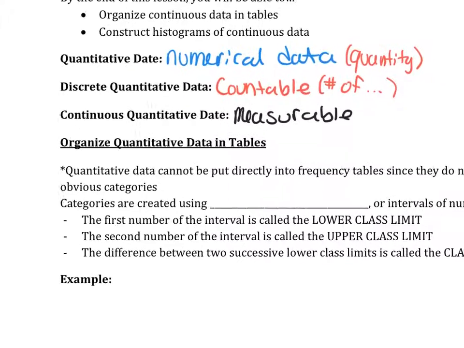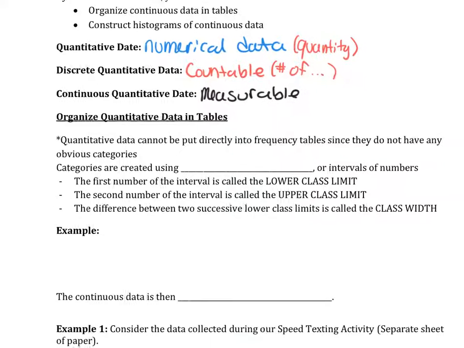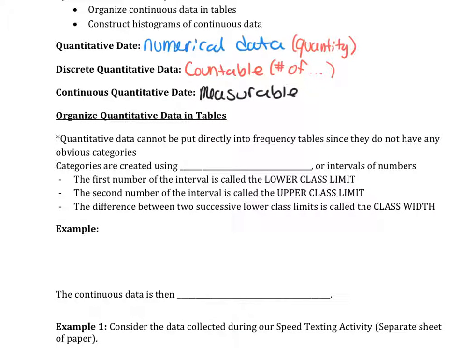Okay, so the thing with quantitative data is that it can't be put directly into frequency tables since they don't have obvious categories. Like with our qualitative data, the categories are pretty simple. It's just whatever the choices were when you were gathering data. With quantitative, all of the answers you're getting are numbers, so you have to figure out how to sort them or how to split them up.